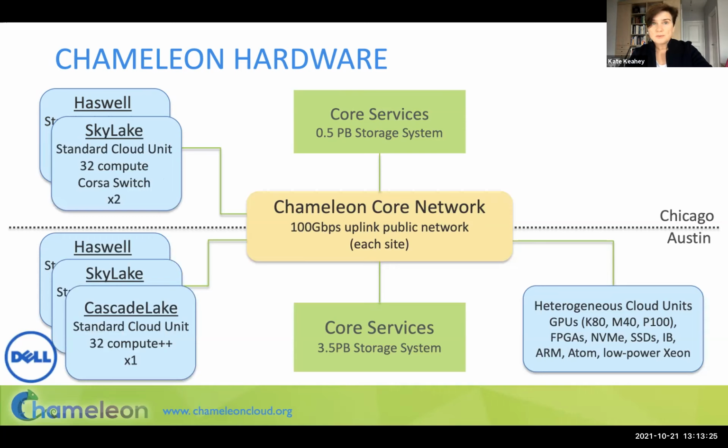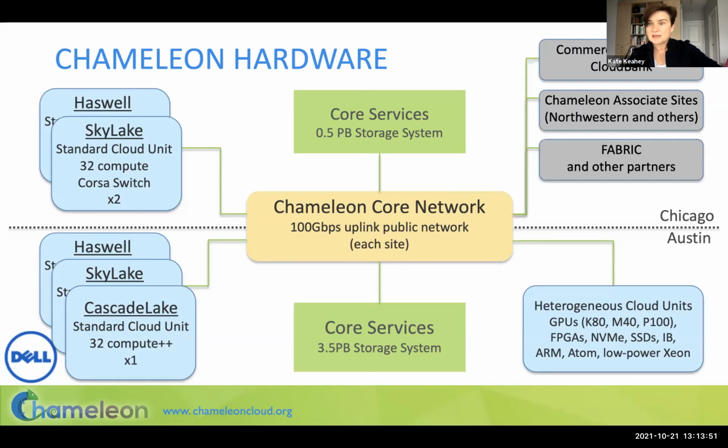And we are hoping to release 3 more racks of Cascade Lakes and all sorts of interesting hardware at University of Chicago this month, right? So watch for an announcement. It's coming soon. Each site has a sizable storage system, 0.5 petabyte at University of Chicago, 3.5 at TACC. And in addition, TACC also has a bunch of heterogeneous systems. At University of Chicago, we also now have heterogeneous systems, especially GPUs.